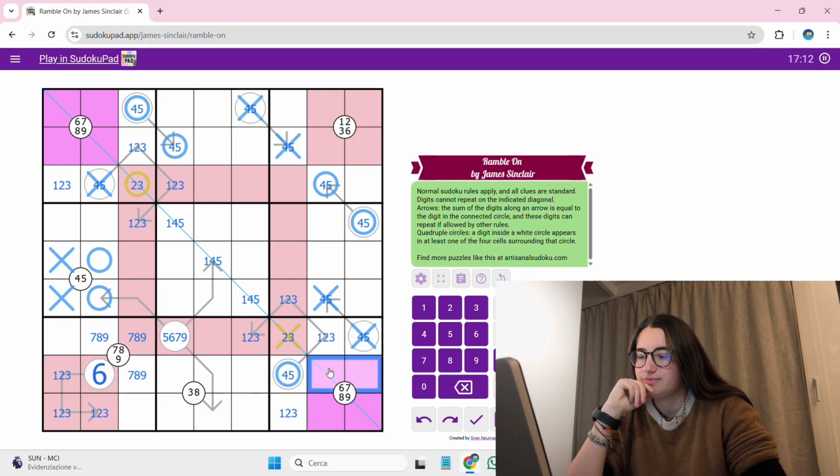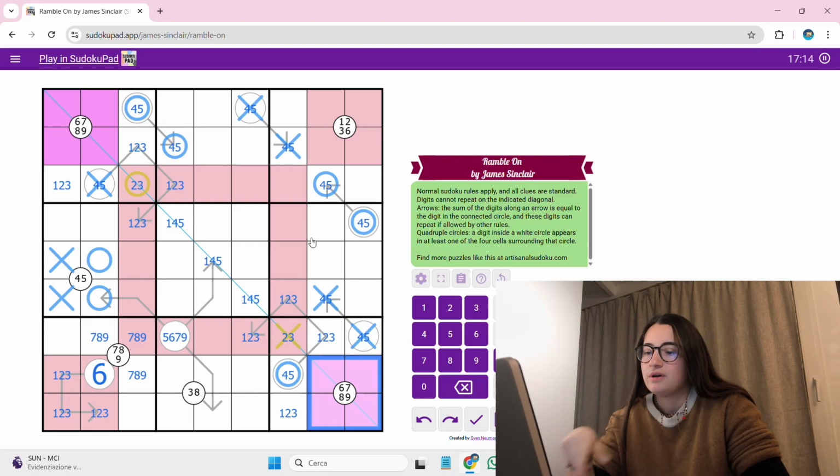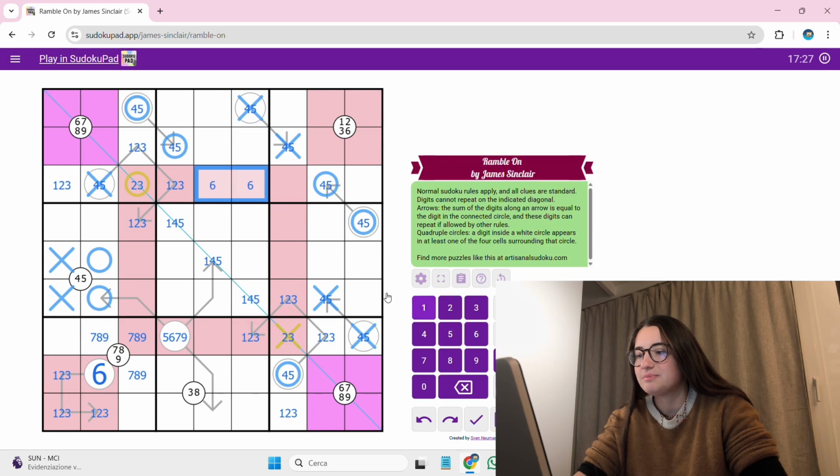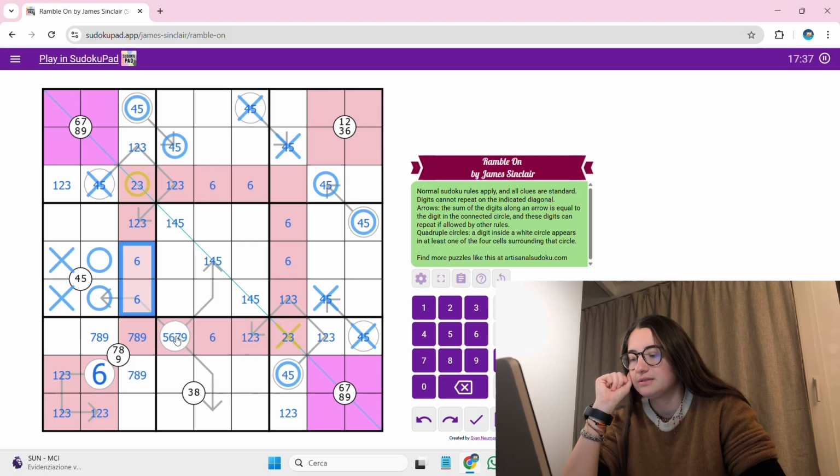So now we know that we have a 6 coming from this square, a 6 coming from this square, a 6 coming from this square, and a 6 coming from here. So we need 4 6s in the ring. They must be in the edges, okay? Otherwise it will block the possibility. So we need 6 in here, in here, in here, and in here.